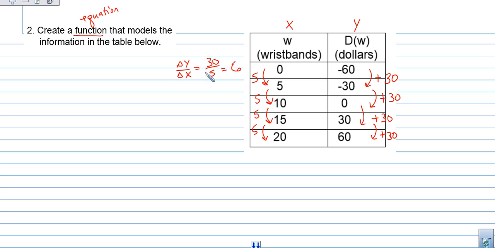Well, when we're doing linear, remember, it's y equals mx plus b, where we need to find m, and we need to find b. Well, we just found m. When you have a table, you just do the change in y over the change in x. Or you could have done y2 minus y1 over x2 minus x1 if you'd like.